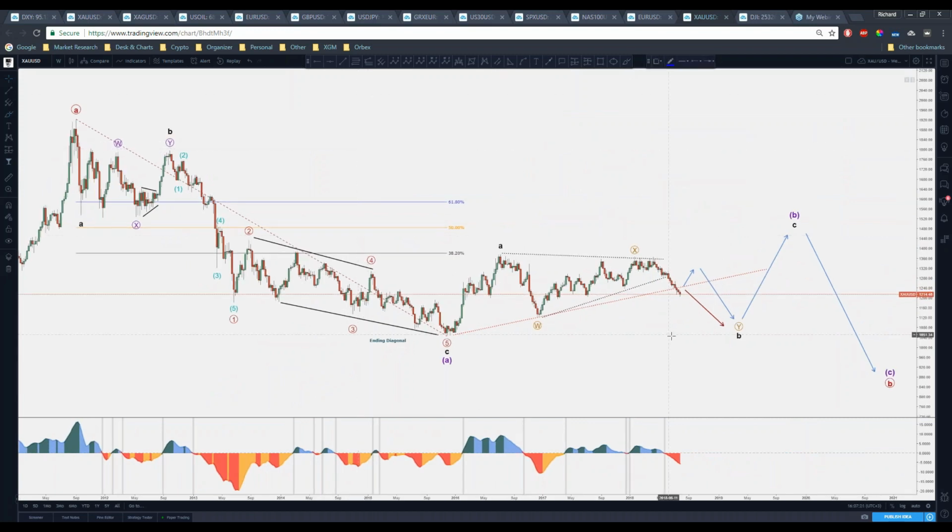How I'm labeling this: super cycle, grand super cycle wave B red is the following way. Cycle A black, cycle A B, and then 1, 2, 3, 4, 5 ending diagonal. So wave A complete. Now, according to the structure, I tried taking a look at it as a triangle, but because it broke, it invalidates the triangle. So I'm looking at it as a flat, like this.